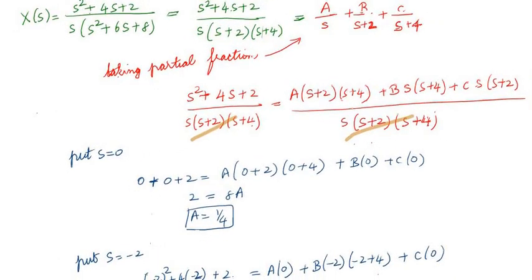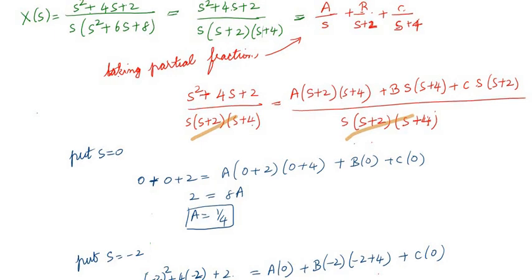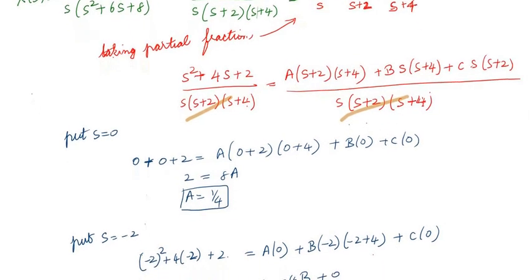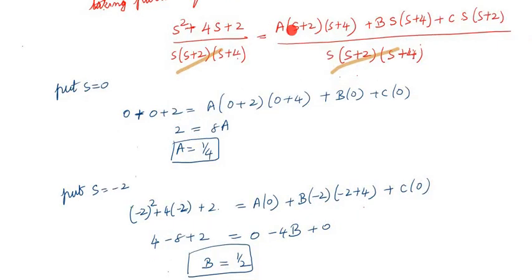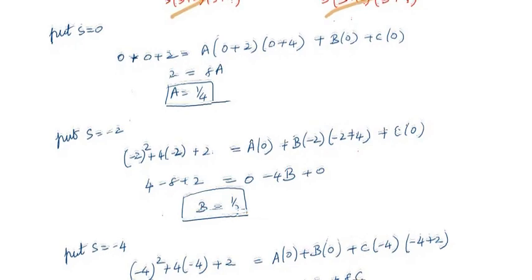Now our objective is to find A, B and C, the constants. For solving A, I need to cancel out B and C. If I put s as 0, B and C are cancelled out. So substitute s as 0, and we get A as 1 by 4. Similarly, to solve for B, you substitute s as minus 2. If you put s as minus 2, minus 2 plus 2 becomes 0, so A and C become 0 and only B remains. On solving, we should get B as 1 by 2.